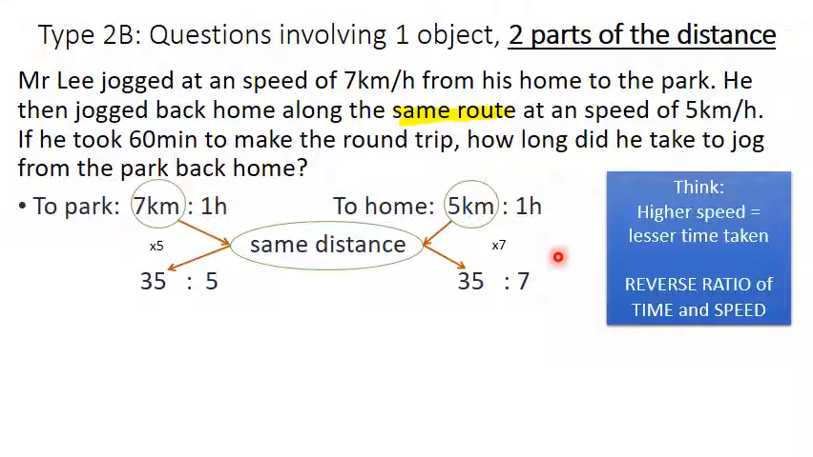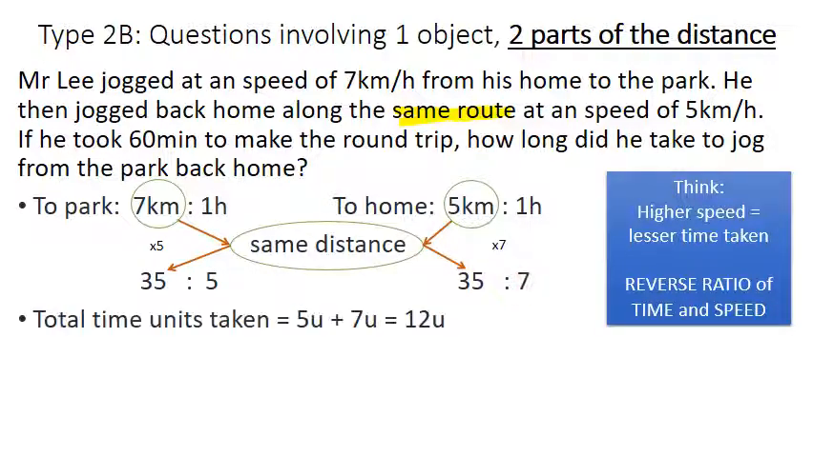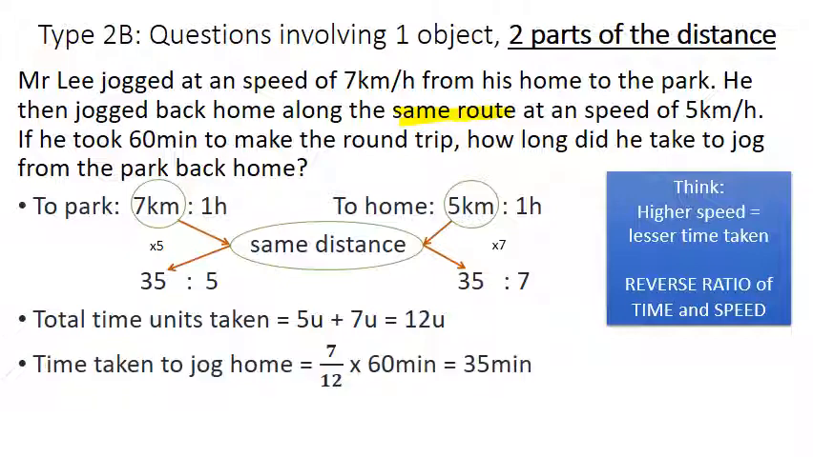So again, this is the reverse ratio for the speed and time. So you can see that I spend 5 units of time to go to the park and 7 units of time to come back home. So total unit taken will be 12 units. And then the time taken will be 7 out of 12 times 60 minutes equals to 35 minutes. Okay.